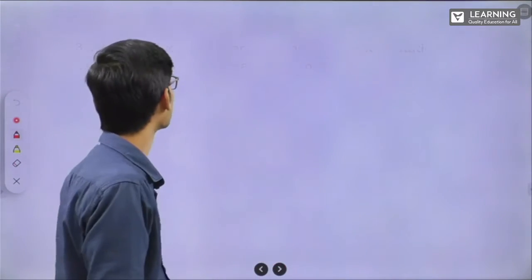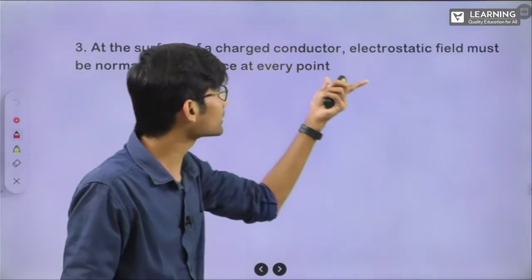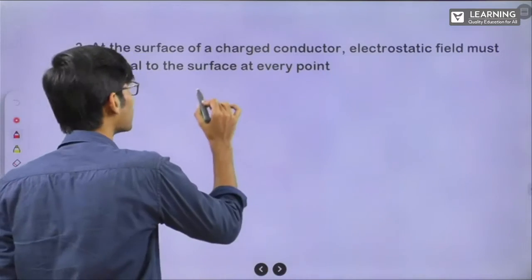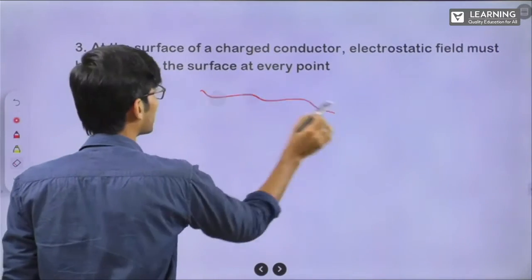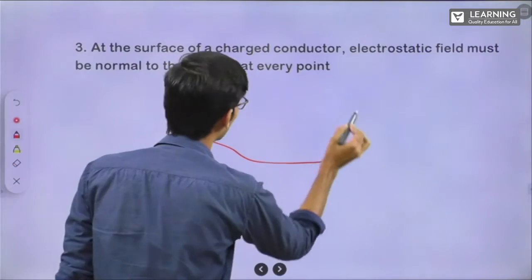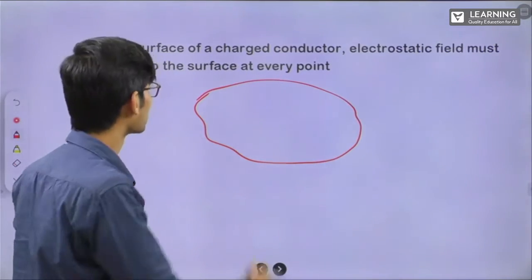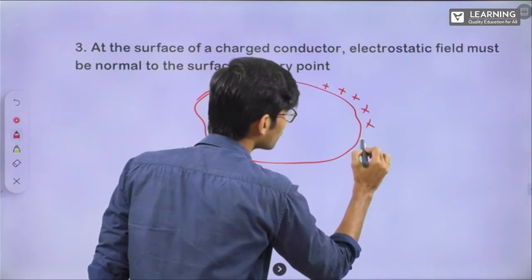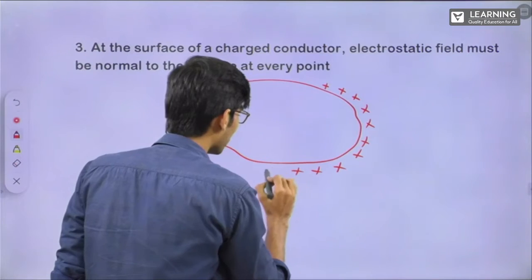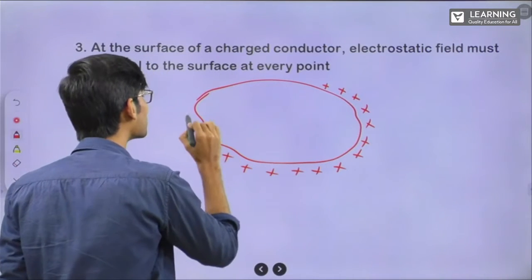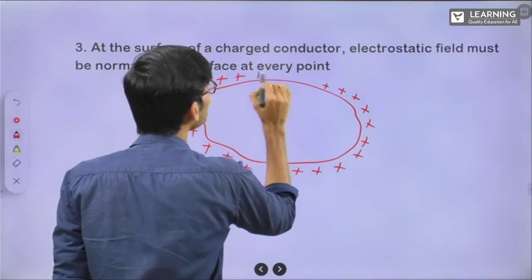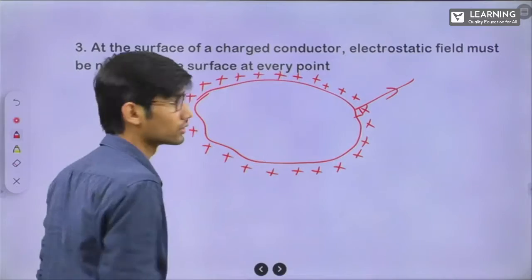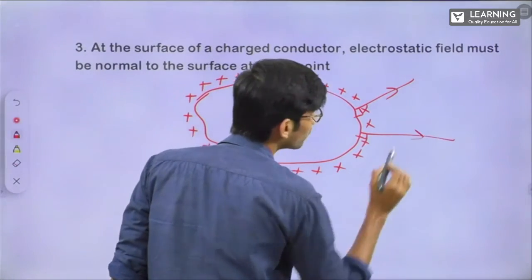Next, at the surface of a charged conductor, the electrostatic field must be normal to the surface at every point. Again, this we also know. I'll just prove to you by example why it should be perpendicular. If this is the conductor, and there is a positive charge here, they are saying that the electric field lines should be normal to the surface. That means the electric field line and the surface should be perpendicular to each other.